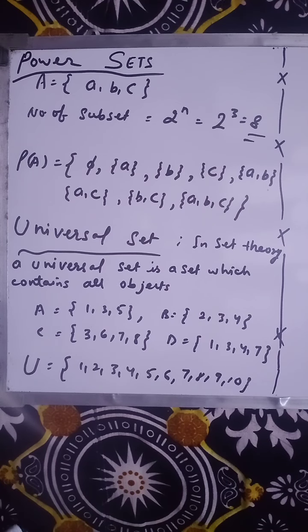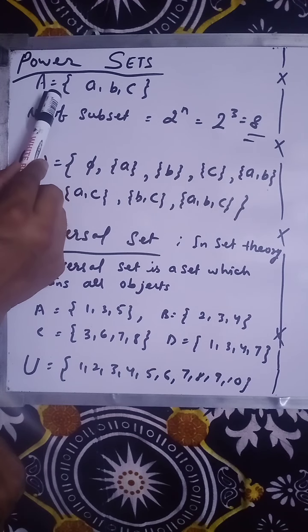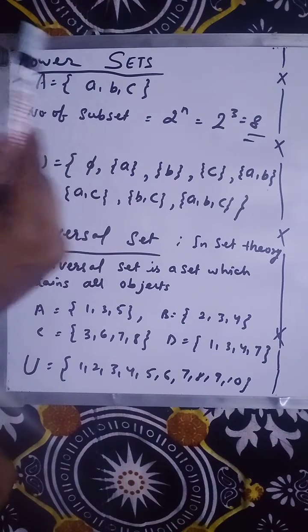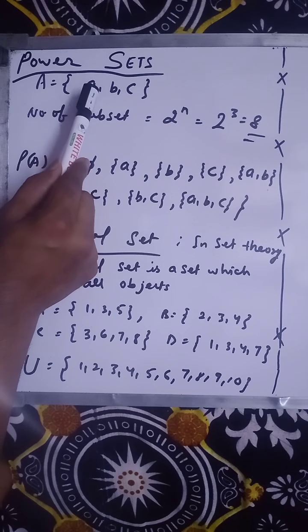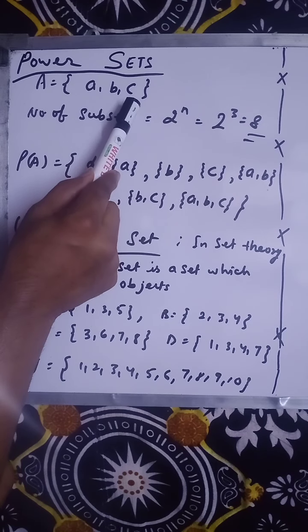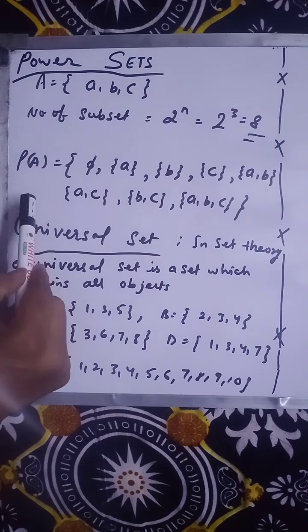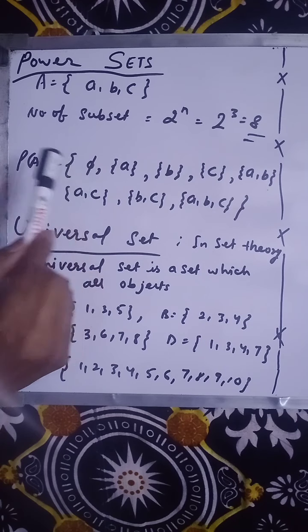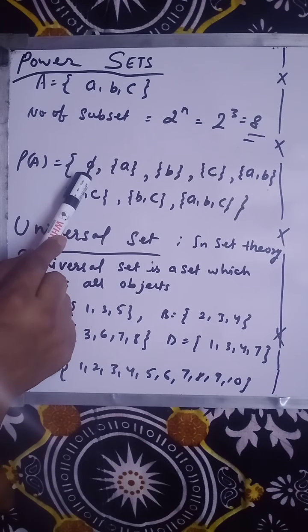Okay, now if we have to find out the power set of this set A, the power set is a collection of 8 subsets of this set. 8 subsets in the sense you have to write all the subsets of this set. The collection of all the subsets of the given set is known as the power set. So first of all I will write ∅, because ∅ is a subset of every set. That's why I'm writing ∅.